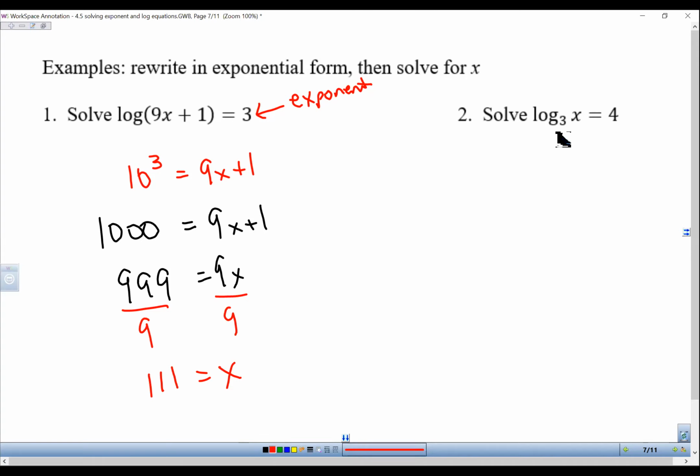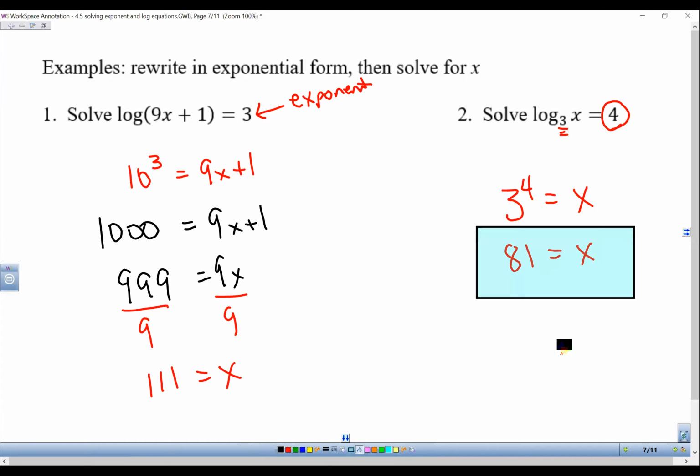We don't have a whole expression. So again, our base is 3, our exponent is 4. So 3 to the 4th equals x. 3 to the 4th is 81. And we're done. So some of these, even though they might look a little complicated, they're not as complicated as they seem. So make sure you don't overthink these and do too much work.